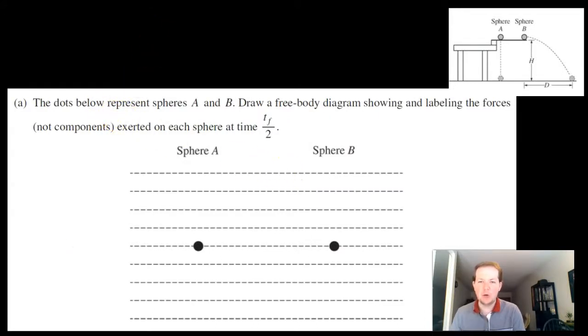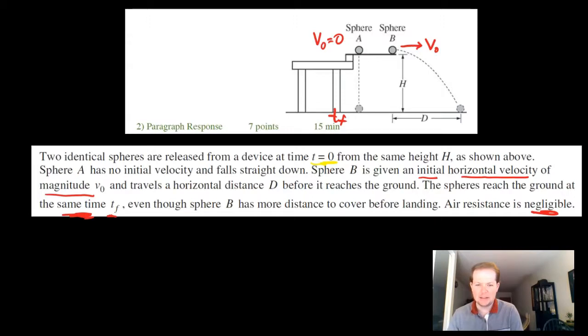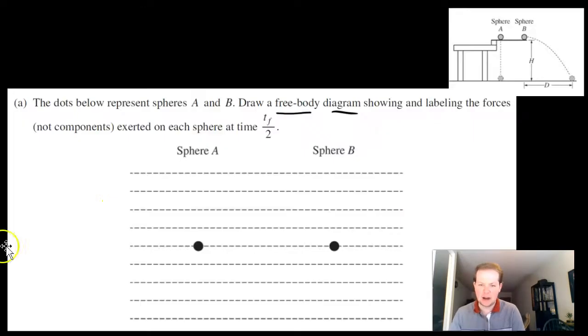The dots below represent spheres A and B. Okay. Draw a free body diagram showing and labeling the forces, not components, exerted on each sphere at time TF over 2. TF over 2. What was TF? Spheres reach the ground. Oh, TF was the time they hit the ground. Okay, the time they hit the ground. So TF over 2, it's half the time before they hit the ground. That's weird. I don't know.